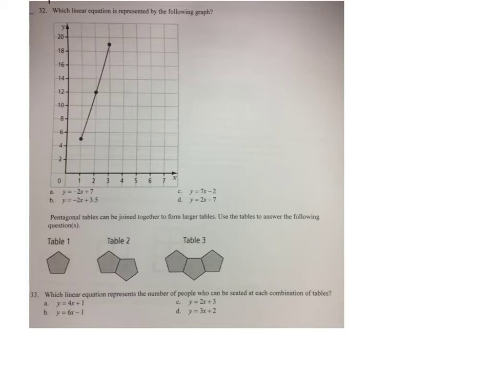Number 32, which is seen here: which linear equation is represented by the following graph? So here's your y-axis and here's your x-axis, so always remember that your origin is down here. Now it says, is it A, y equals negative 2x plus 7, B, y equals negative 2x plus 3.5, C, y equals 7x minus 2, or D, y equals 2x minus 7?